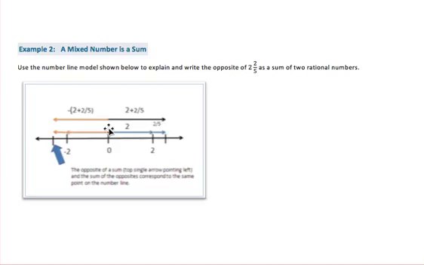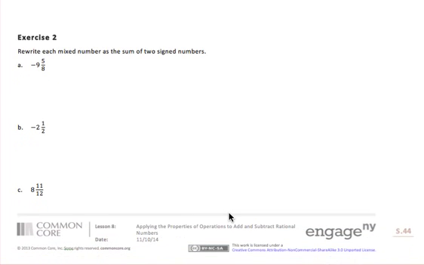Following that same pattern, if we start at 0 and we go -2, and then another -2/5, that would take us to -2 2/5. So what we see then is that a mixed number is really the sum of a number and a fraction. Which will take us to exercise 2, in which we're asked to rewrite each mixed number as the sum of two signed numbers.